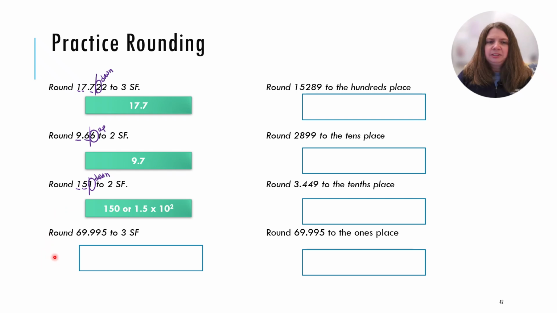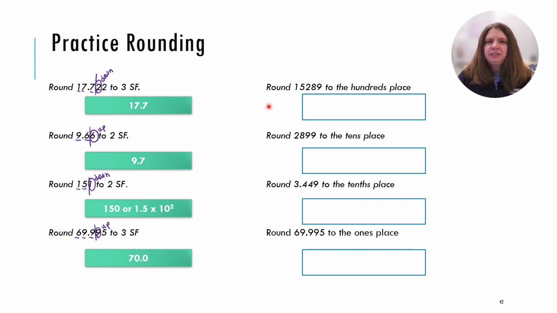Next, round 69.995 to 3 significant figures. The first 3 digits are 69.9. The next digit is a 9, which causes rounding up. This rounding up produces multiple carryovers, ultimately resulting in 70. The decimal point is necessary to communicate that this value has 3 significant figures.